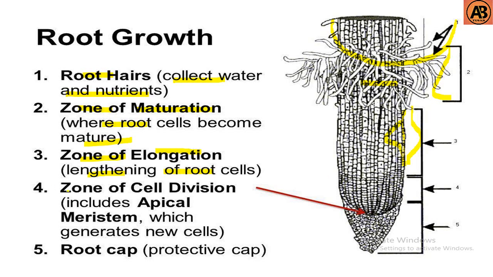Then fourth zone is zone of cell division, includes apical meristem, which generates new cells. That is this part is zone of cell division. That is cell division occurs in this stage. Then last one is root cap, protective cap. This is root cap, which is protective layer of root. So these are the root growth.